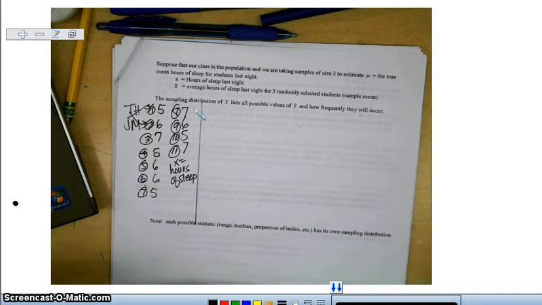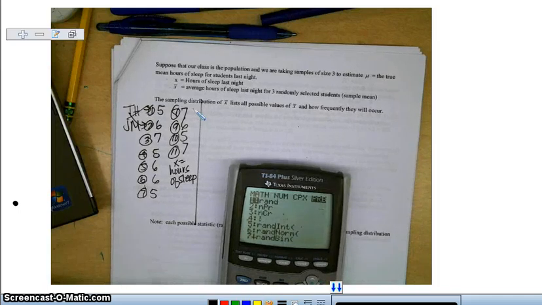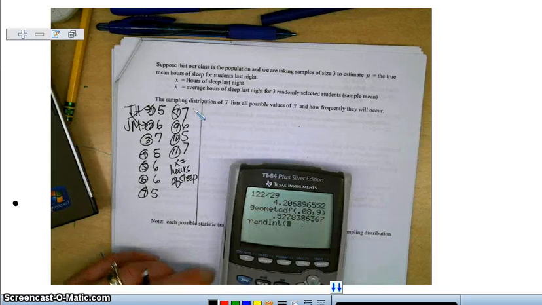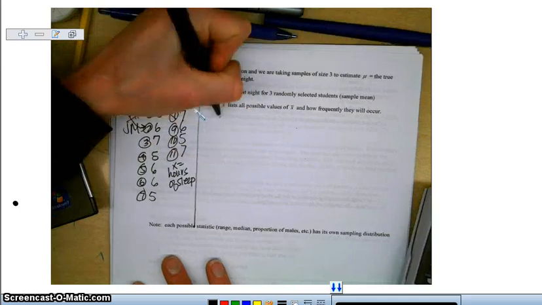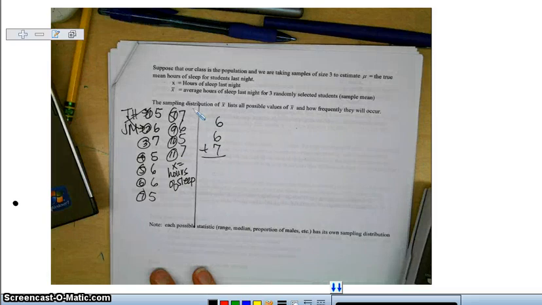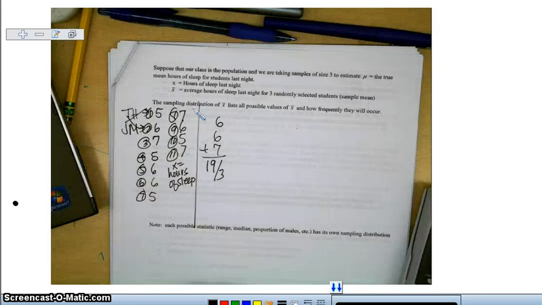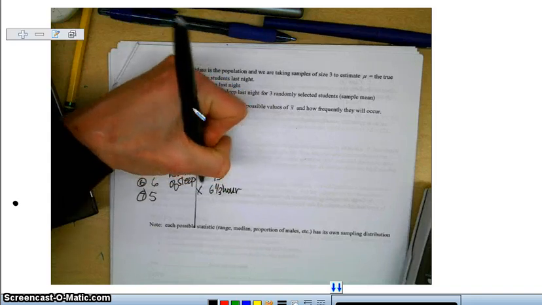So what I'm going to do is randomly select: go math, PRB, random integer. You don't need to do this, I'm just going to show you. I'm going to choose a number from 1 to 11, and I'm going to choose 3 of them. This gave me 6, 5, and 3. So the 6th person had 6 hours of sleep, the 5th person had 6, and the 3rd person had 7. I'm going to add those up and divide by 3. That's 19 divided by 3, which is 6 1/3 hours of sleep, and that is X bar for this sample.